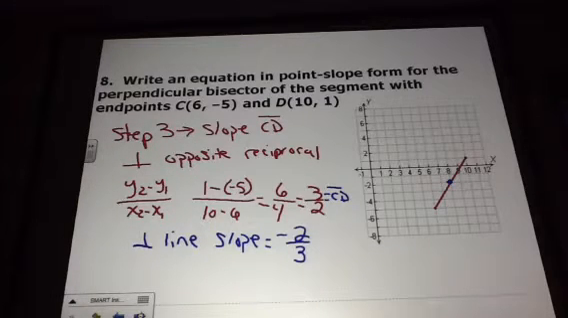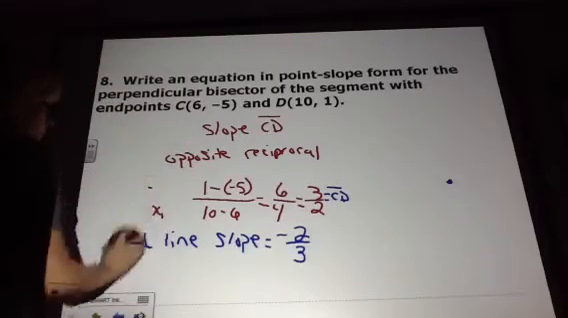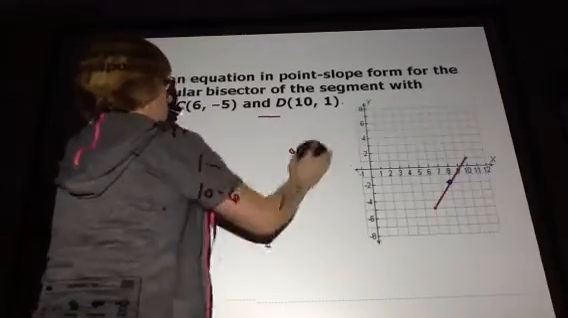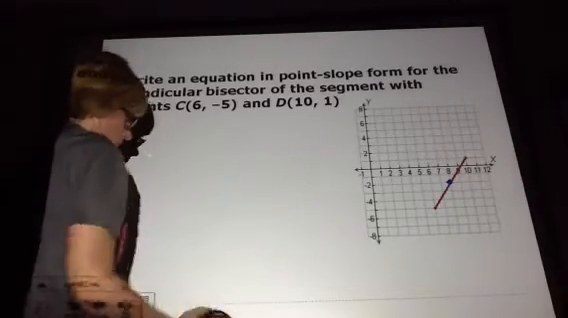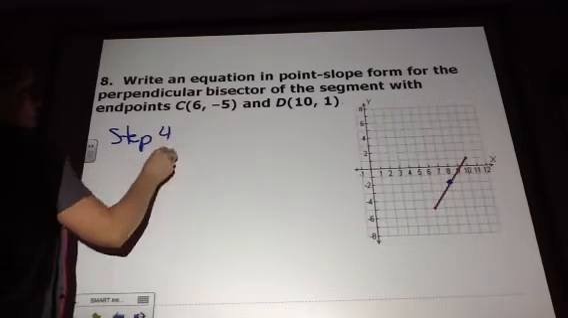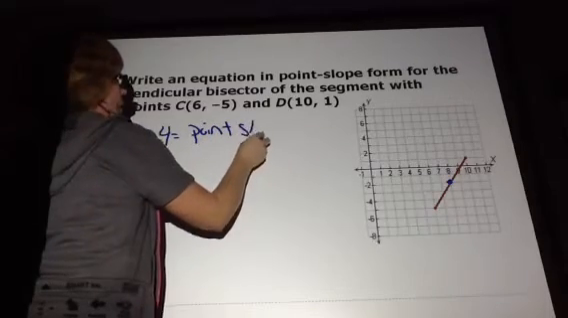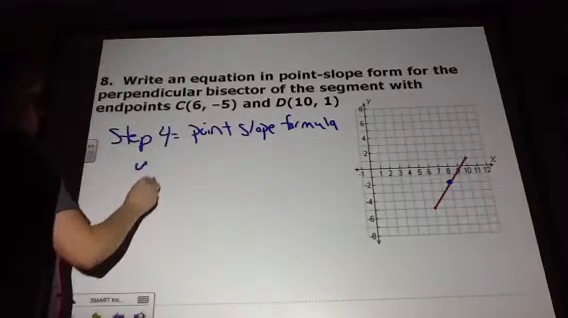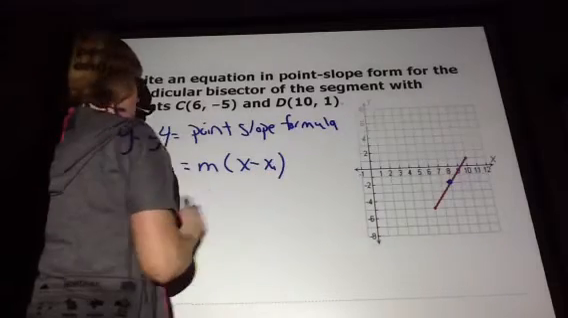Okay? Last step. Okay, so step 4 is to use your point-slope formula. Remember that y minus y subscript 1 equals m times x minus x subscript 1.